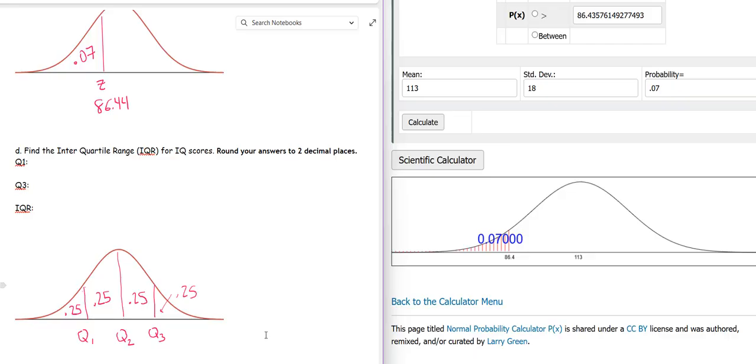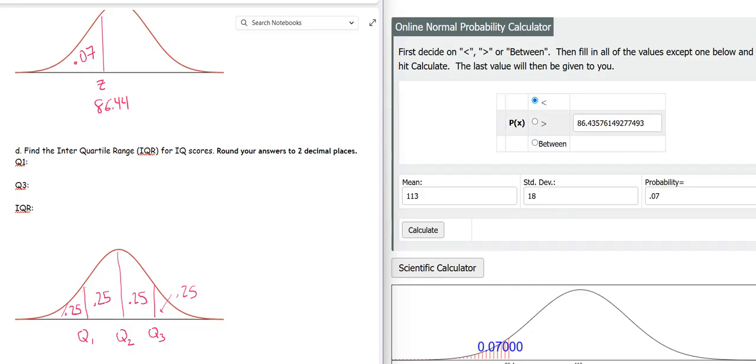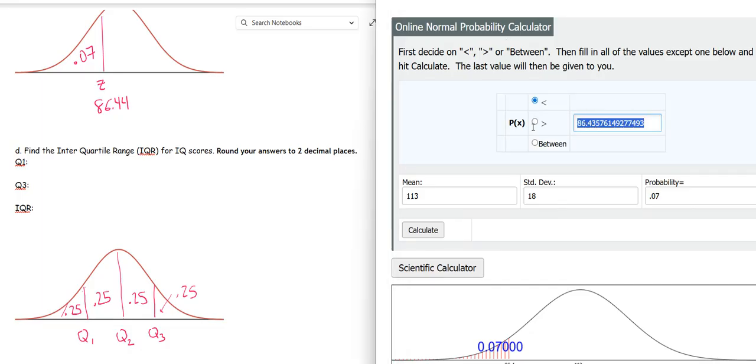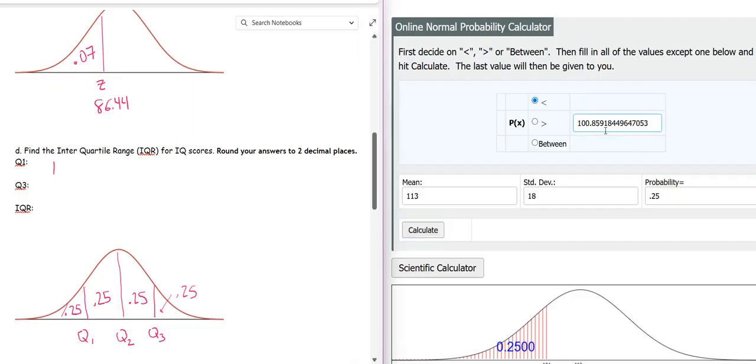So for Q1, I want to go to my calculator. Let's go over here to Q1. For Q1, clear out all the entries. If I put 0.25 and I make sure the less than button is clicked and I click calculate, I get 100.86 rounded to 2 decimals. So Q1 is 100.86.